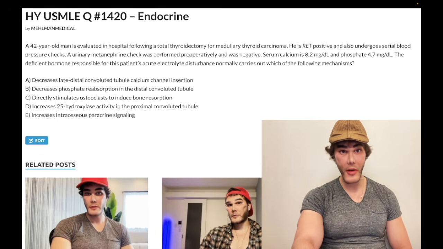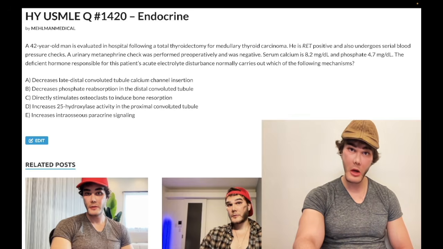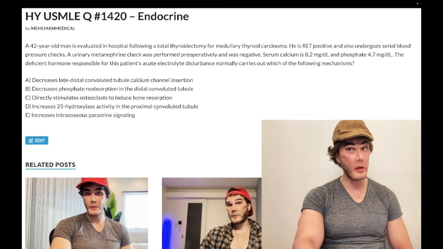Choice D, increases 25-hydroxylase activity in the PCT. Wrong answer. So being a little bit slick here if you don't know your physio. As I mentioned before, it upregulates 1-alpha hydroxylase, not 25-hydroxylase. Wrong answer.